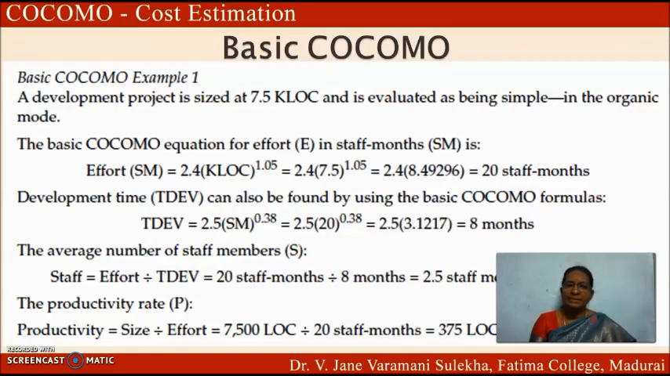Then the next example is, we are using the lines of code as 7.5 KLOC and it is organic mode. So the effort is calculated using 2.4 into KLOC to the power of 1.05. So we are getting 20 staff months. Then TDEV is calculated using 2.5 into SM to the power of 0.38. We are getting 8 months. And we have to calculate the staff members as well as productivity. So staff is equal to effort divided by TDEV. We are getting 2.5 staff members. And productivity is equal to size divided by effort. We are getting 375 LOC per staff month.